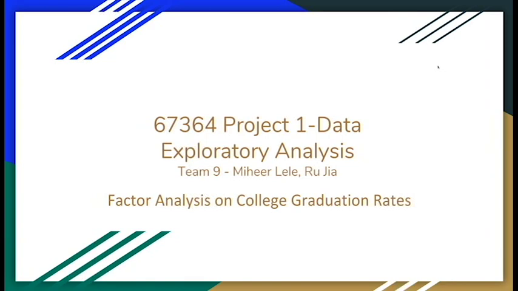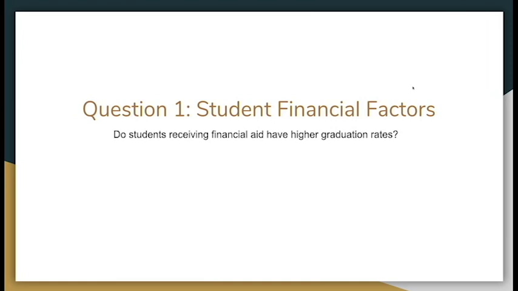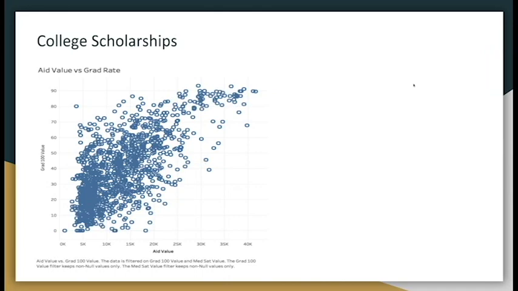Today we're going to be talking about the factor analysis on college graduation rates. So for our first question, we wanted to figure out if students receiving financial aid had higher graduation rates. So for our first scatter plot, we plotted the average amount of aid along the x-axis and graduation rate along the y-axis. And it appears that there is a positive association between the two variables.